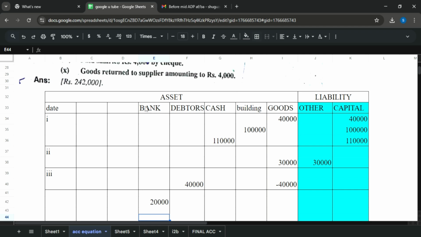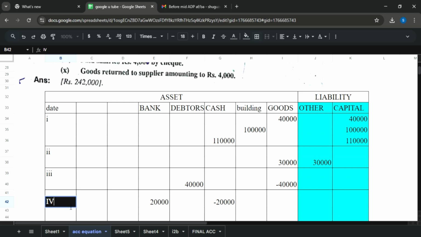Please note it down. Bank is favorable as your asset. Plus sign you have put because there is increase in bank account. But how? You have paid some of your cash and deposited into the bank. It means there is decrease in your cash account, 20,000. Now note it down. You have taken 20,000 out of this cash, cash decreased and deposited this cash into your bank account and bank account would be increased.